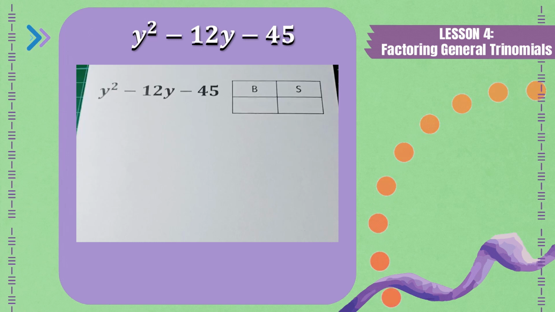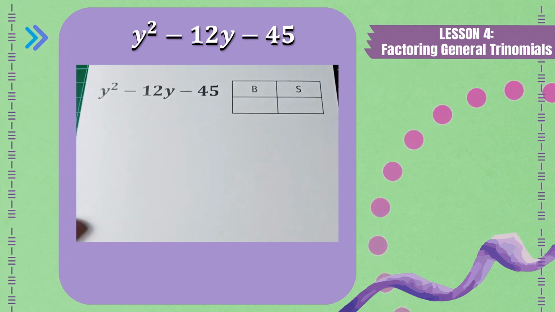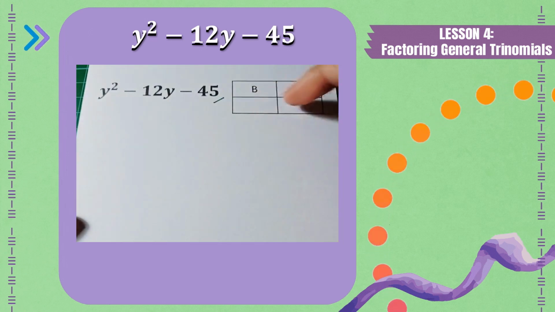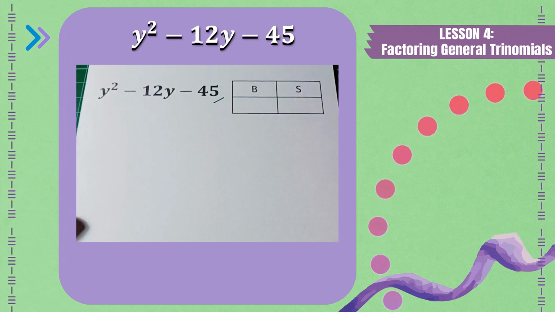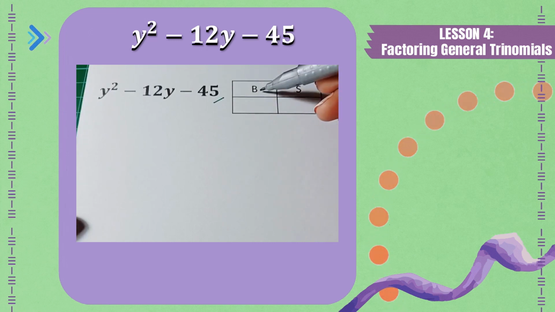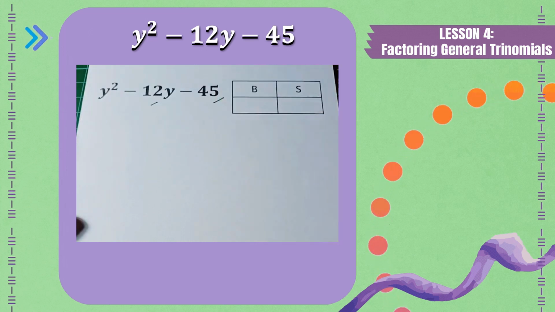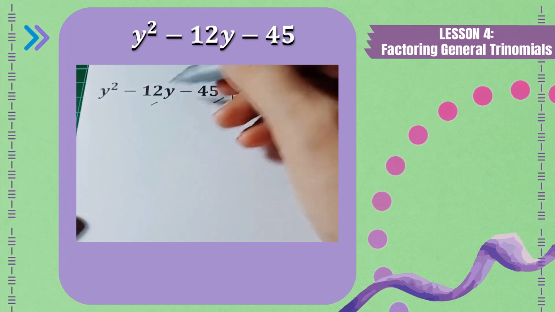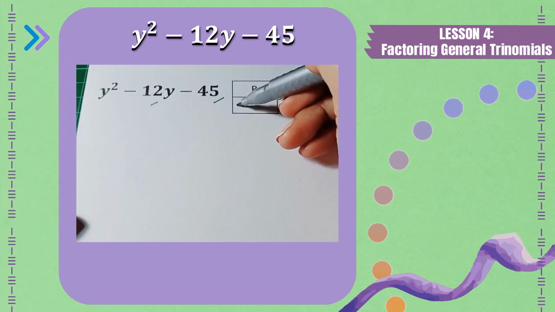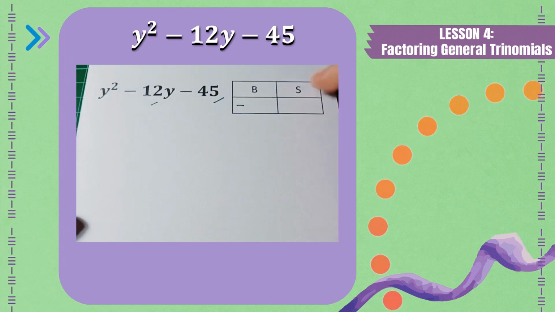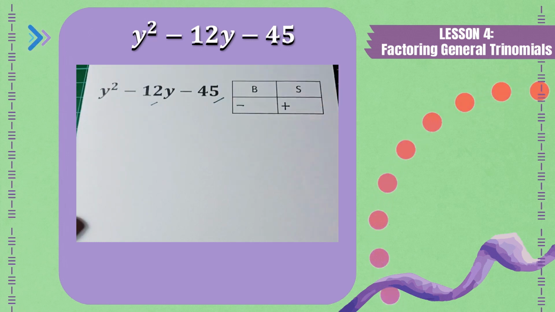The given is y squared minus 12y minus 45. So, the last term is, again, negative. Therefore, yung dalawang numbers na hinahanap natin, magkaiba ng sign. So, sino or ano ang sign ni bigger number? Tingin ulit tayo kay middle term. So, si middle term ay negative, therefore, si bigger number ay negative din. Si smaller number ang positive ngayon.